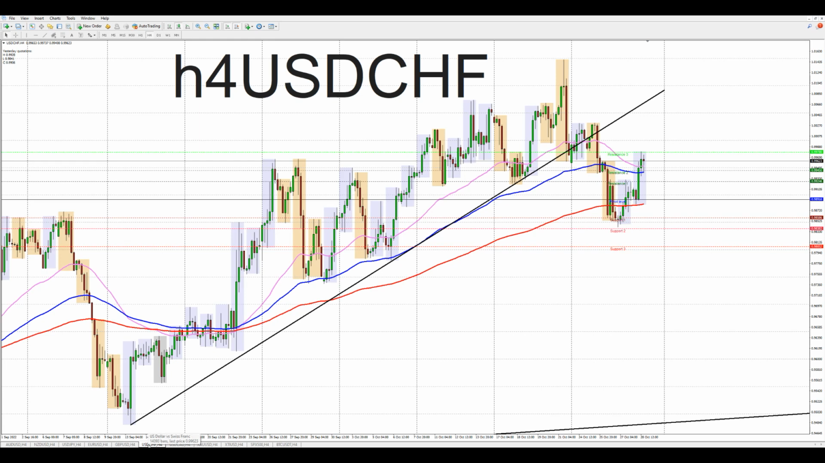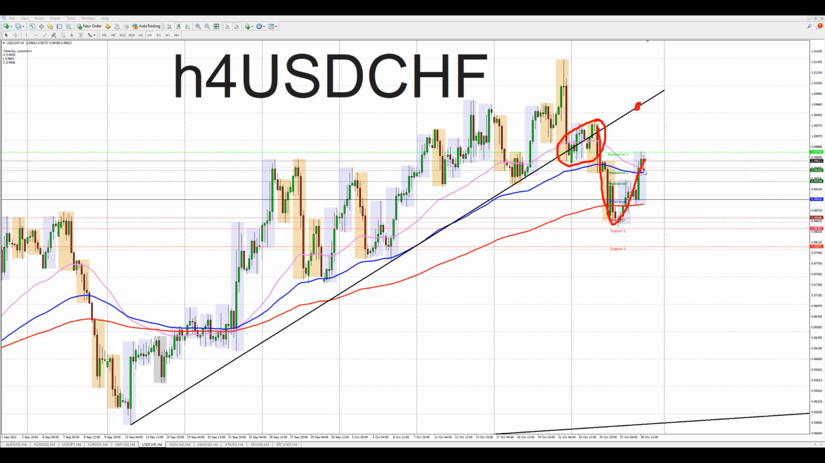Let's look at USD Swiss franc. USD Swiss franc has also broken the trend line. Okay, we're breaking trend lines across the board. Okay, so you can see this area, price broke down nicely, and we're looking at a possible retest at this area.